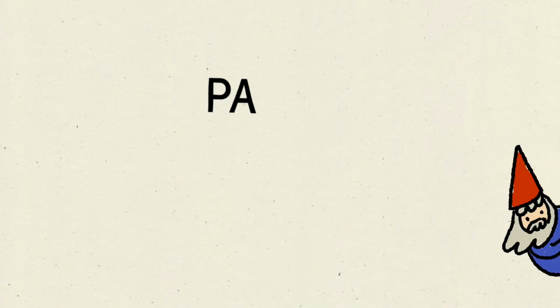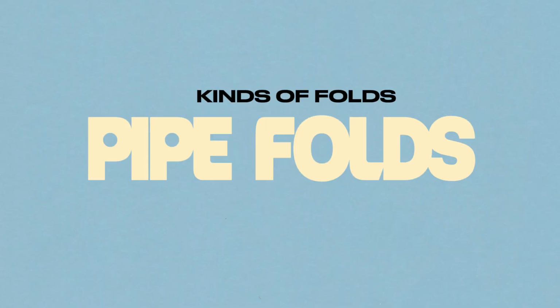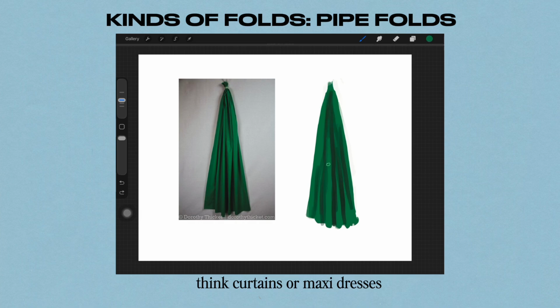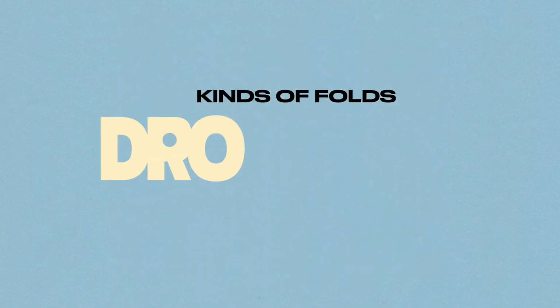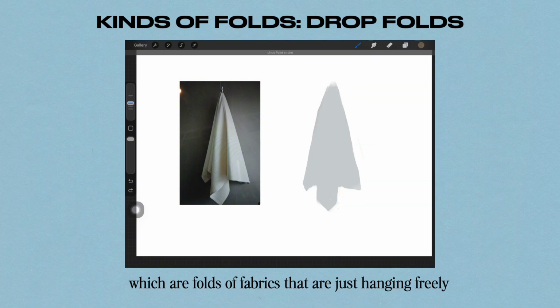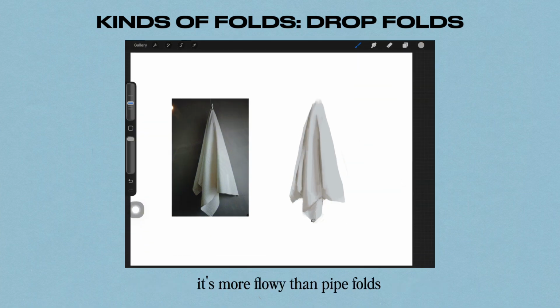Honestly, I didn't even know that there are different kinds of folds before this study, and apparently there are 7 kinds of folds. Let's start with pipe folds, which are long vertical shapes, of course kind of like pipes. Think curtains or maxi dresses. Then there's drop folds, which are folds of fabric that are just hanging freely. It's more flowy than pipe folds.